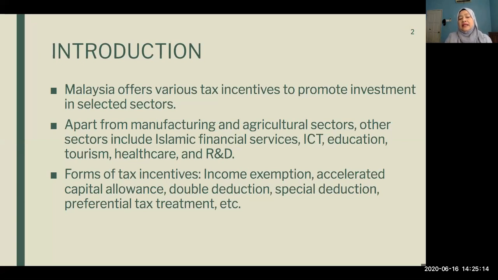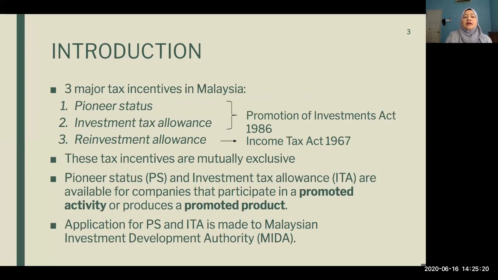All right, so these are the kinds of incentives that we have, but this one is very general. The one that we are going through is a very detailed one. So in Malaysia there are 3 major tax incentives. One is pioneer status, number 2 is investment tax allowance, so ITA. Pioneer and investment tax allowance have a special act, the Promotion of Investment Act 1986. So this is another act which we're going to refer to on top of the Income Tax Act.